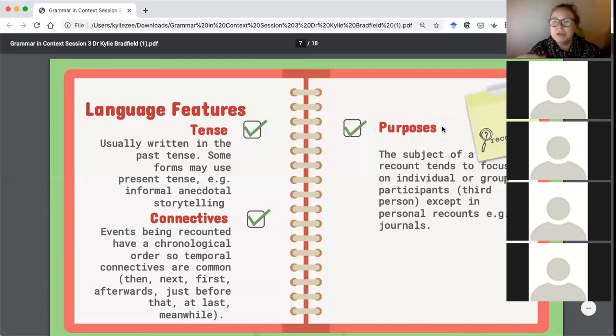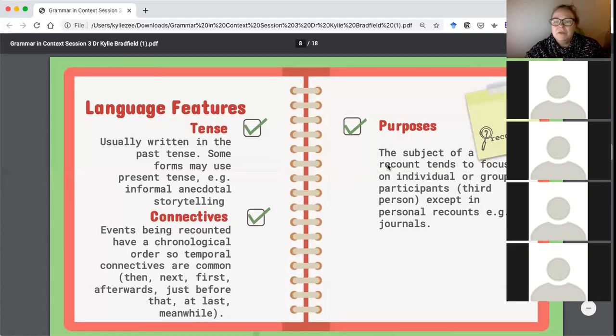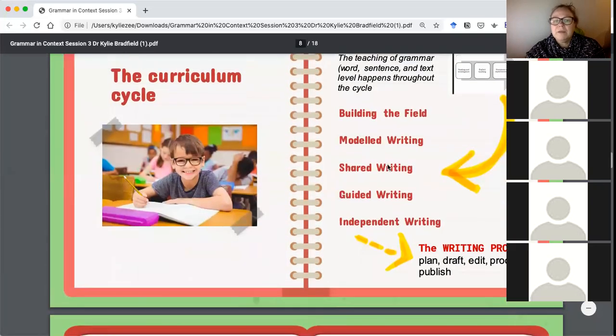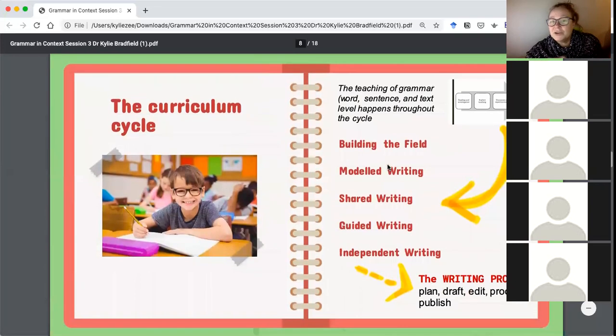So this is where you need to work with your school to decide what types of texts are being focused upon in your year or in your area, and then identify what sorts of language features and grammatical concepts go with it. Okay. So the curriculum cycle, it's known as the curriculum cycle.